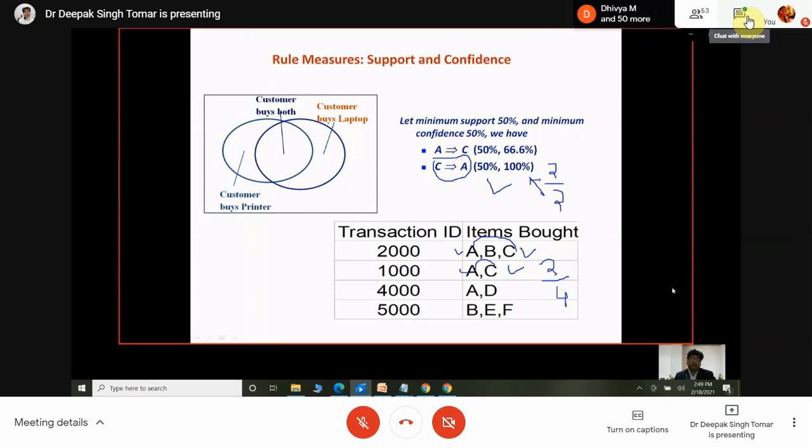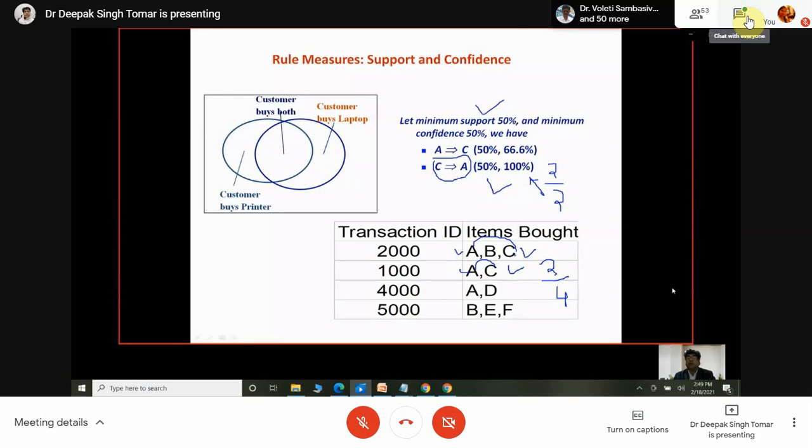So I spoke about the concept of support and confidence in between. Support means how many times these two items are offered together as a percentage of total transactions. Total transactions is 4 and AC is offered 2 times, so their support is 50. Confidence: how one item is offered with the others.